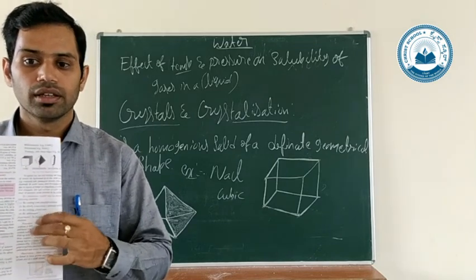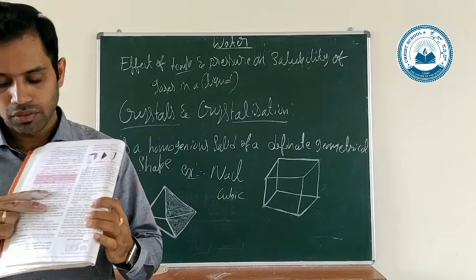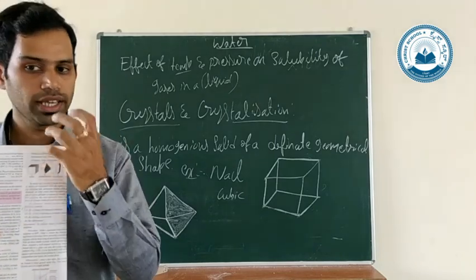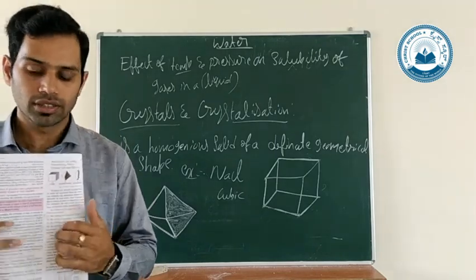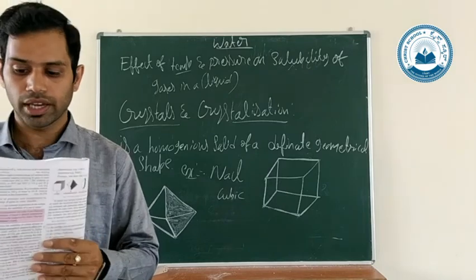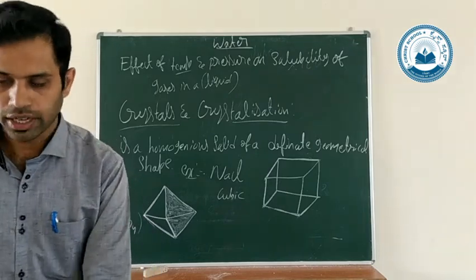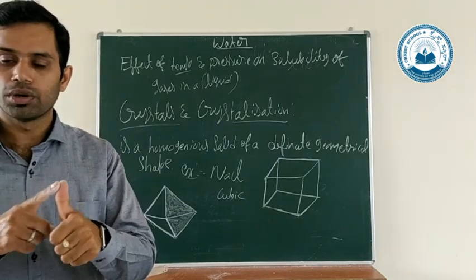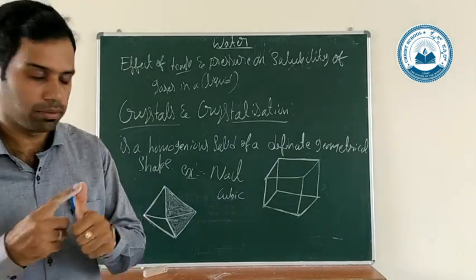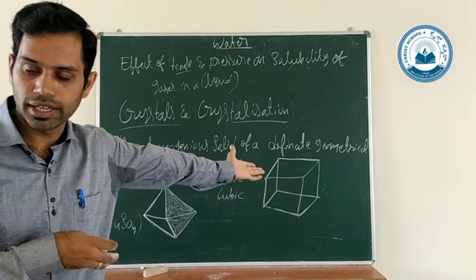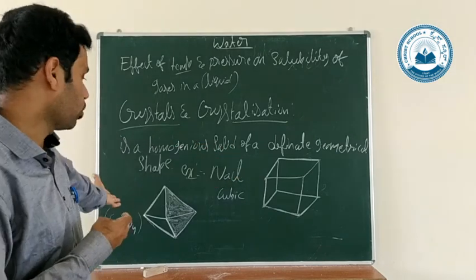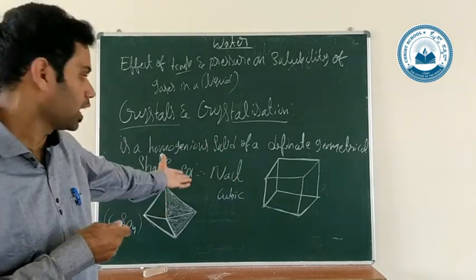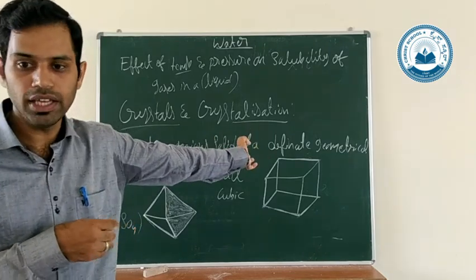You can read that and get to know how they prepare the crystals. Clear? It is on page number 42. So I hope you understand what a crystal is: a homogeneous solid of a definite geometrical shape. I told you the cube has a definite geometrical shape, and the rhombohedral is also one, and they have sharp edges.